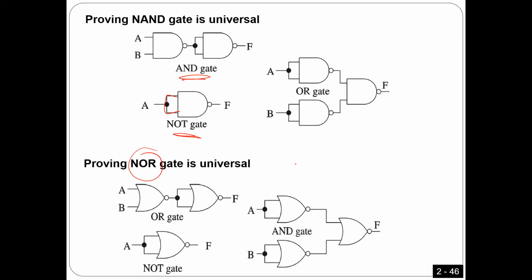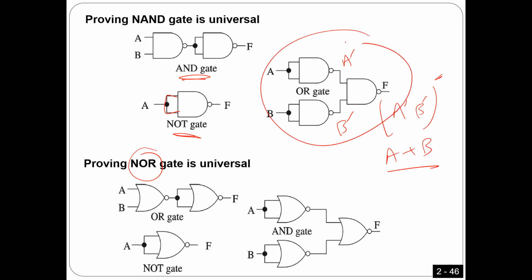So for how this one is OR, very simple. I'm gonna tell you how. For this is inverter, so this is A prime and this is B prime, and the output here is actually A prime and B prime. Everything is inverted because this is NAND. So if you apply De Morgan, as I explained before, it becomes A or B. So this is equivalent to OR.